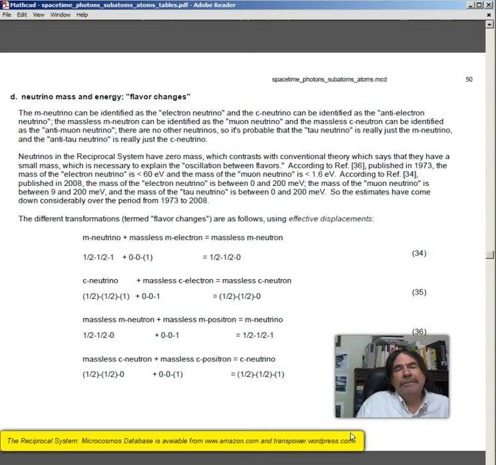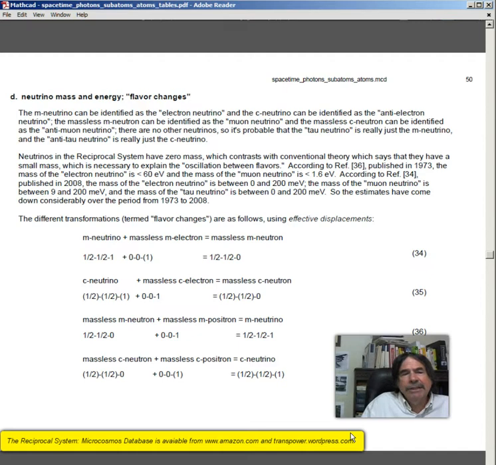Neutrinos in the reciprocal system have zero mass, which contrasts with conventional theory, which says that they have a small mass, which is necessary to explain the, quote, oscillation between flavors. According to reference 36, published in 1973, the mass of the electron neutrino is 60 electron volts, and the mass of the muon neutrino is less than 1.6 electron volts. According to reference 34, published in 2008, the mass of the electron neutrino is between 0 and 200 MeV. The mass of the muon neutrino is between 9 and 200 MeV, and the mass of the tau neutrino is between 0 and 200 MeV. So the estimates have come down considerably over the period from 1973 to 2008.